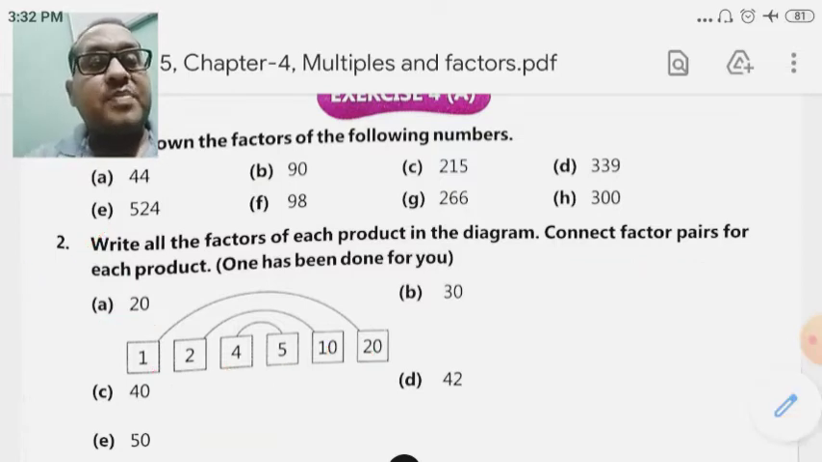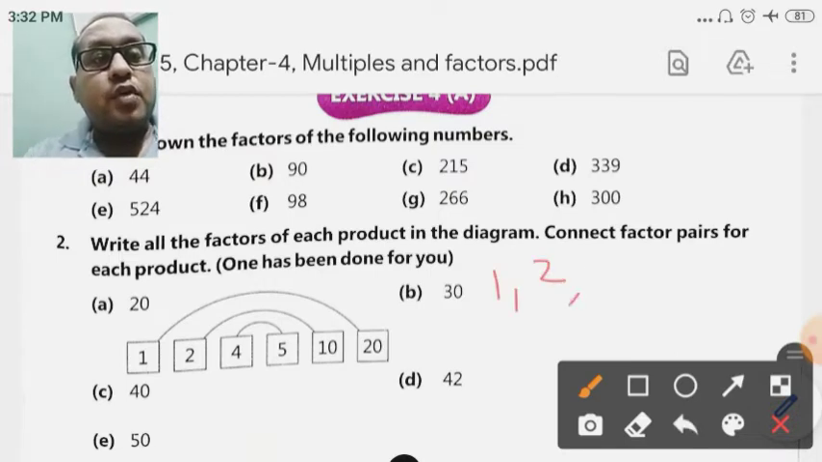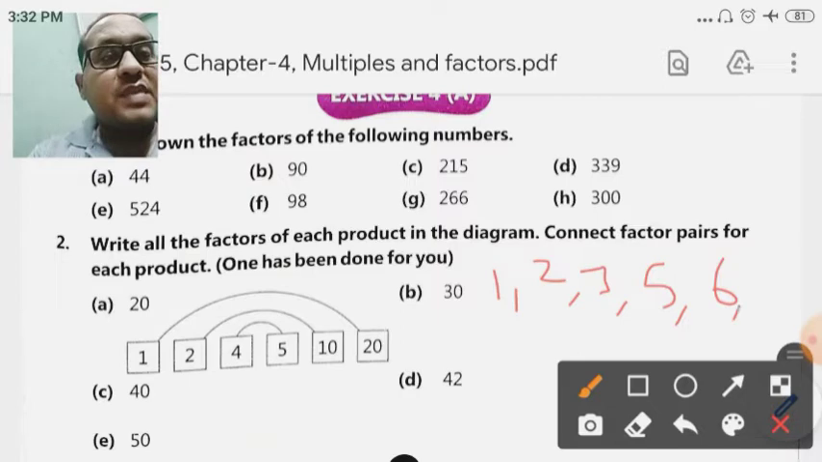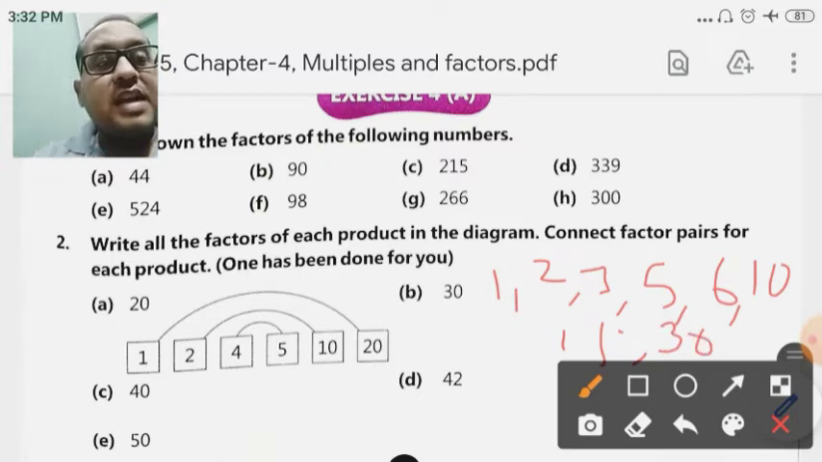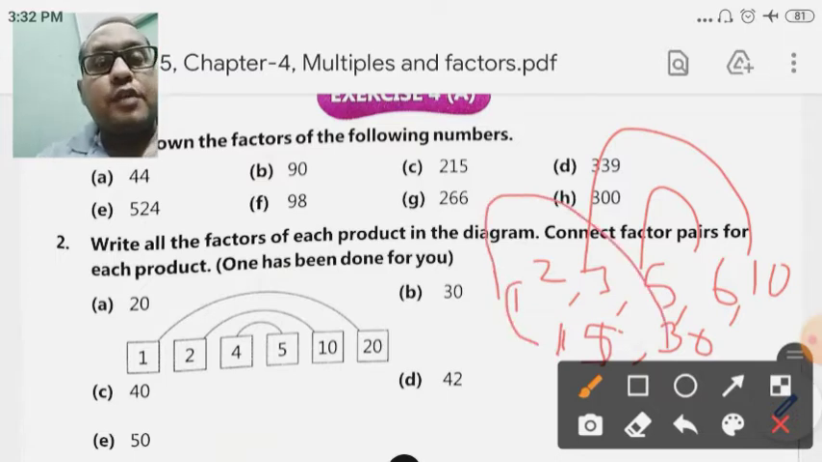Similarly for 30. When we find the factors of 30, they are 1, 2, 3, 5, 6, 10, 15 and 30. So the pairs are 5 into 6, the first pair, 10 into 3, the second pair, 15 into 2, the third pair, and 30 into 1, the fourth pair. There are 4 pairs, meaning 8 factors of 30.